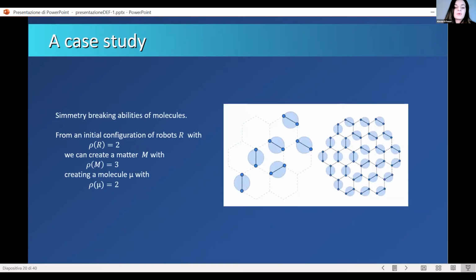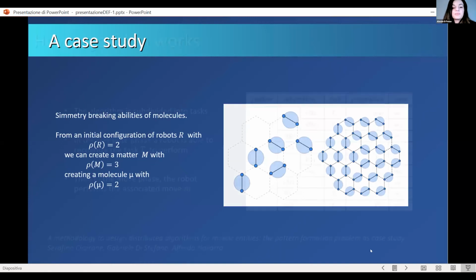We now present an algorithm to solve a particular case of matter formation in which we want to highlight the symmetry breaking abilities of the molecules. In fact, starting from a configuration with symmetricity 2, we show that molecules can form a matter with a final symmetricity of 3. That is impossible in Moblot with just robots, since 2 and 3 are prime numbers.